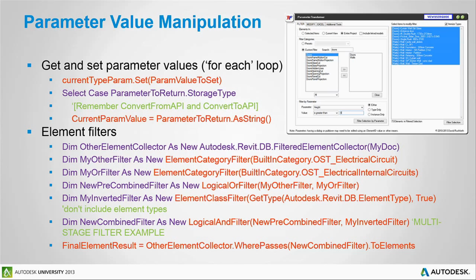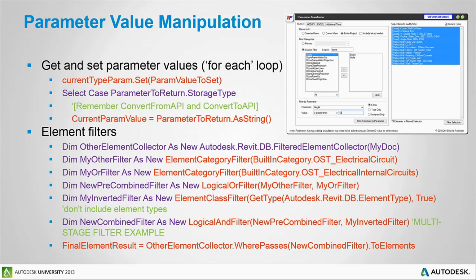And then reading is essentially the same thing. You've got your current parameter value. This is the setting, this is the reading, and you can just read the parameter, and then you say what type, whether it's a string, a number, or whatever else, you can return that into your variable. And I have in green here to remember the convert from API and convert to API. That's that boilerplate code that I showed you that you can download, that is just making sure that the units match with your project units.